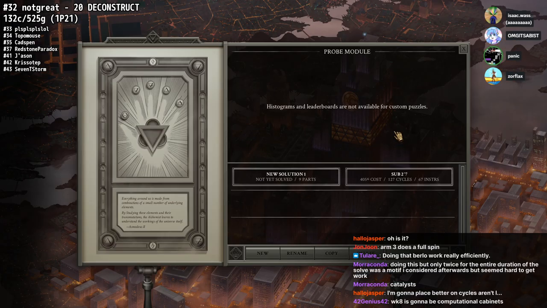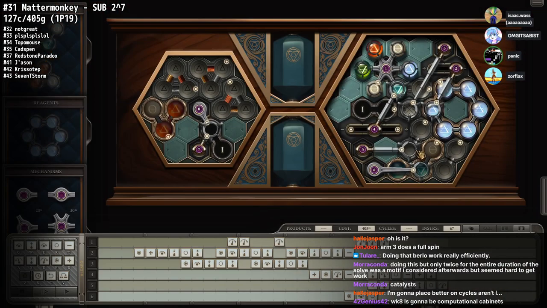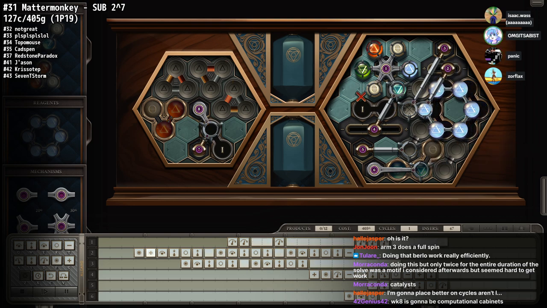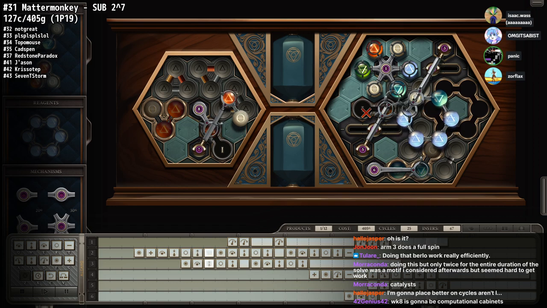All right, next up we have Matter Monkey at sub 2 to the 7th. So here we start getting smaller drops. That was a 5-cycle drop. Oh. 128, I see.